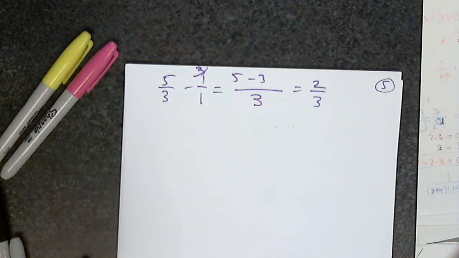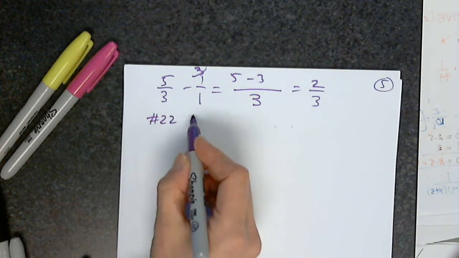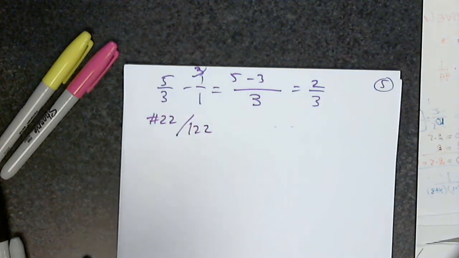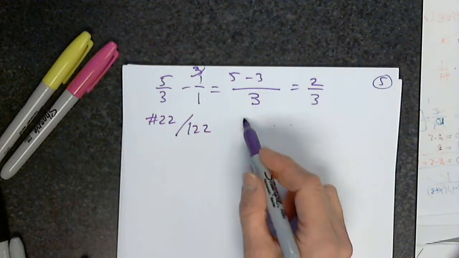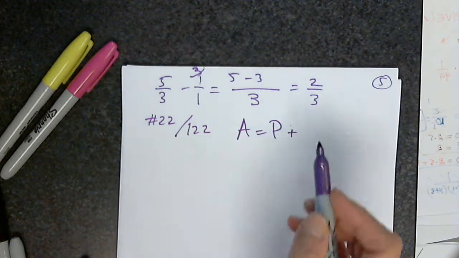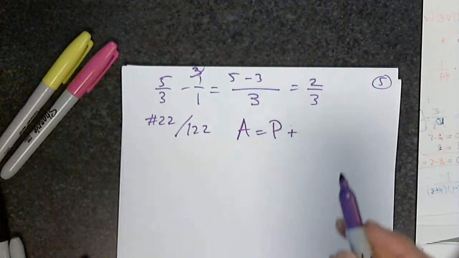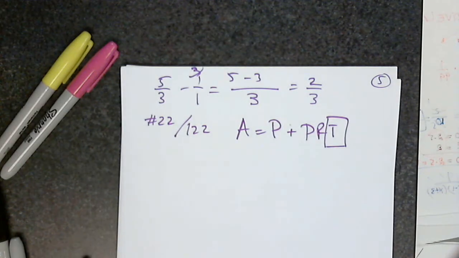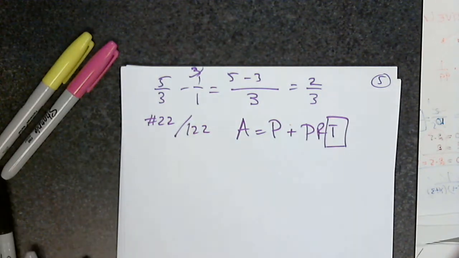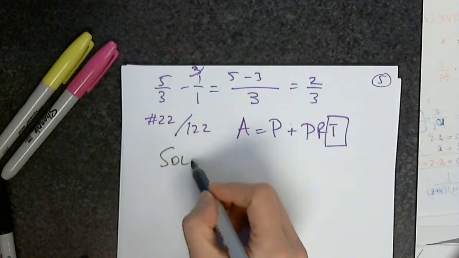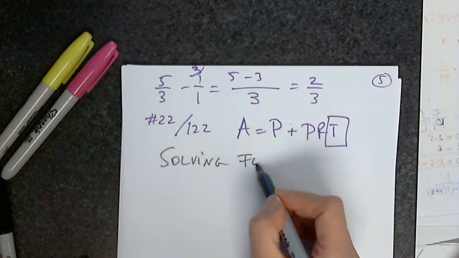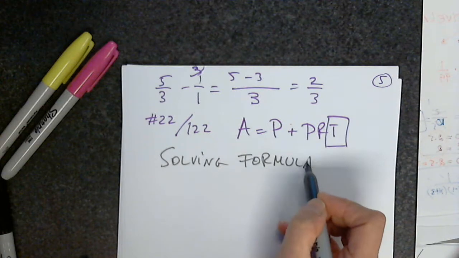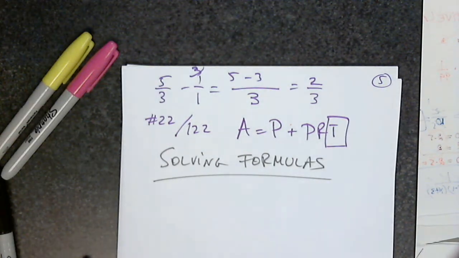Let's say problem 22 on page 122. A equals P plus PRT, and we're asked to solve for T. This is another very important concept. It's called solving formulas. Solving formulas for a particular variable.